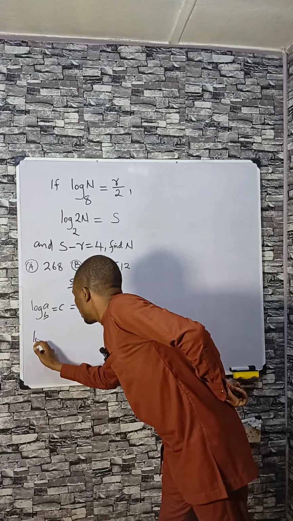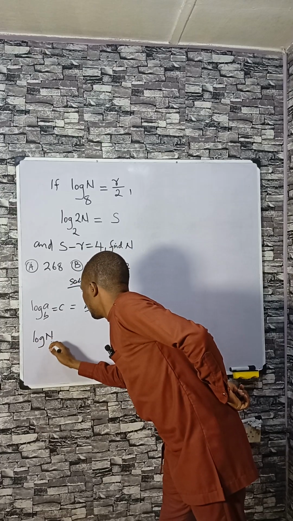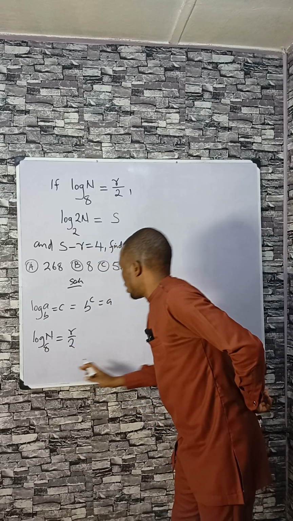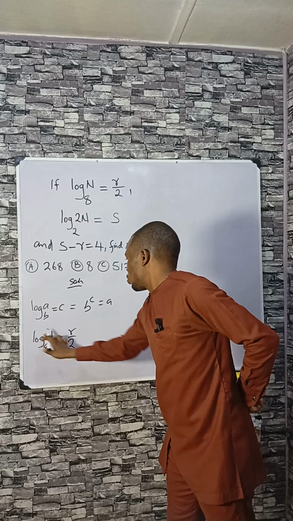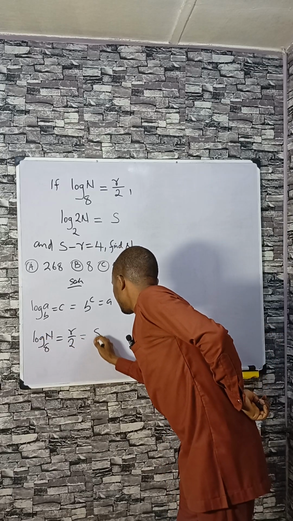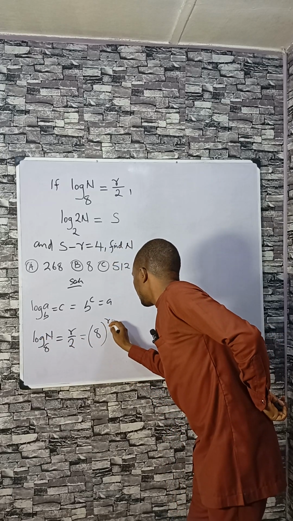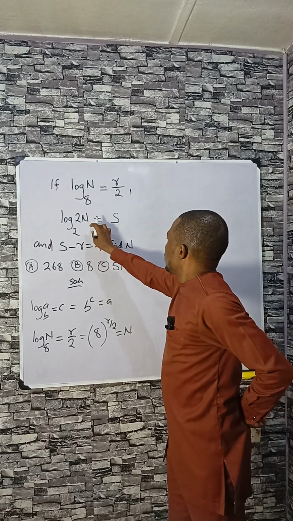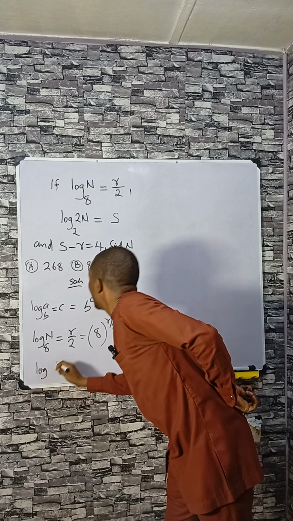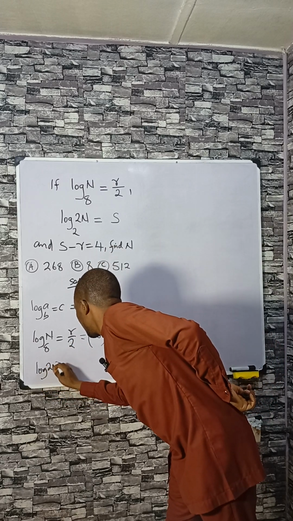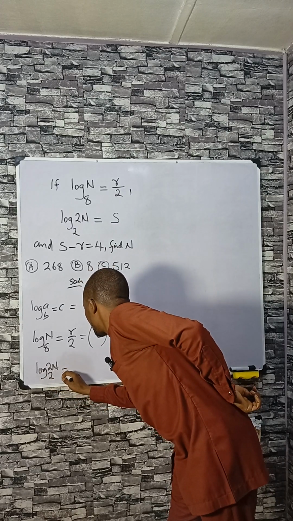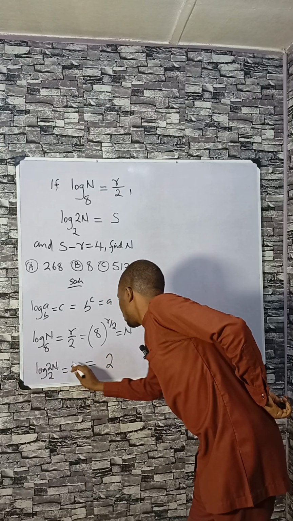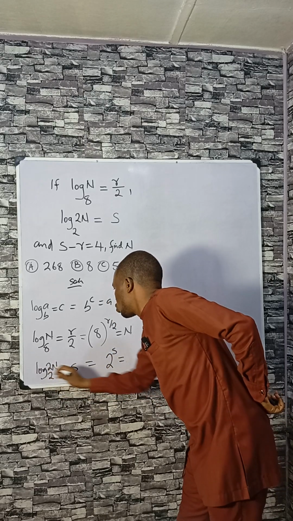So log₈ base 8 equals r divided by 2. That means it will be 8 raised to the power this equals n. That will be 8 raised to r divided by 2, and that will be equal to n. The same thing here. Log₂n base 2 equals s. You still write it as 2 raised to the power s equals 2n.